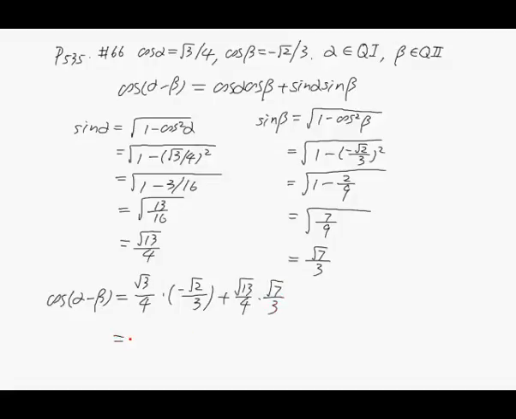And simplify. So 7 times 13 is equal to 91, so you have the root of 91, 3 times 4 is 12, and then here root of 3 times root of 2 is root of 6, over 12. Or you may write this as root of 91 minus root of 6, over 12.